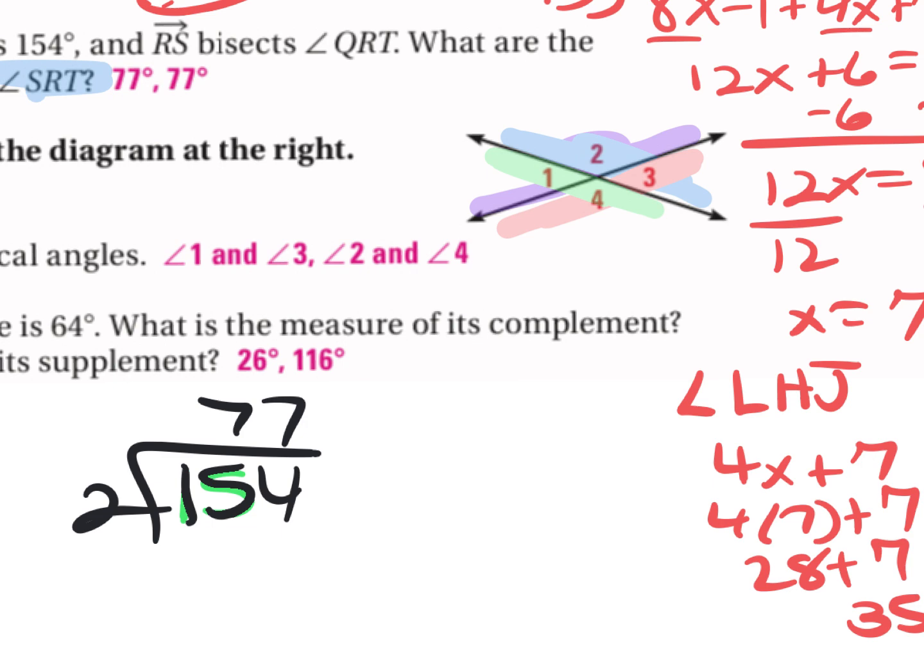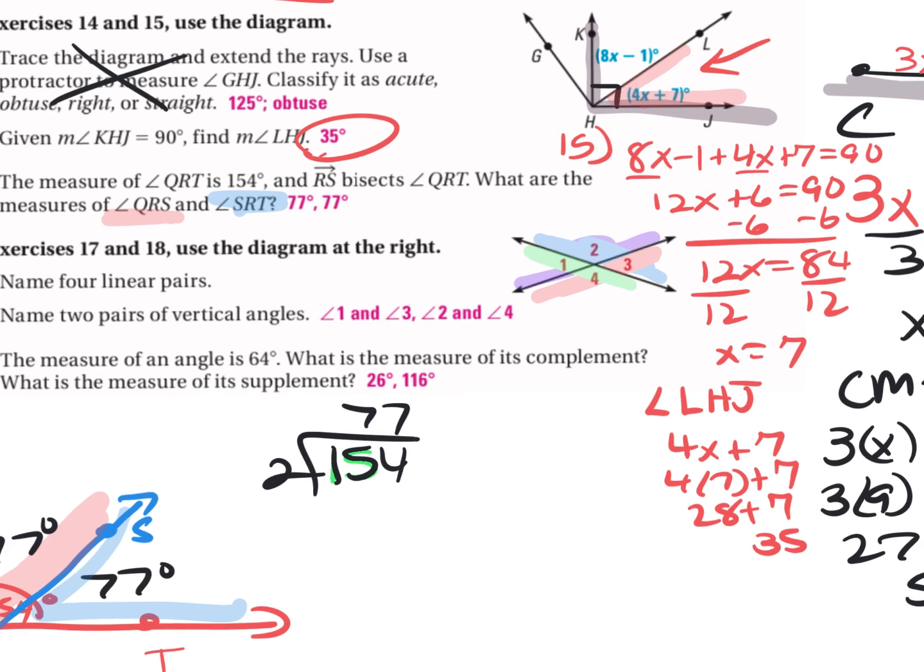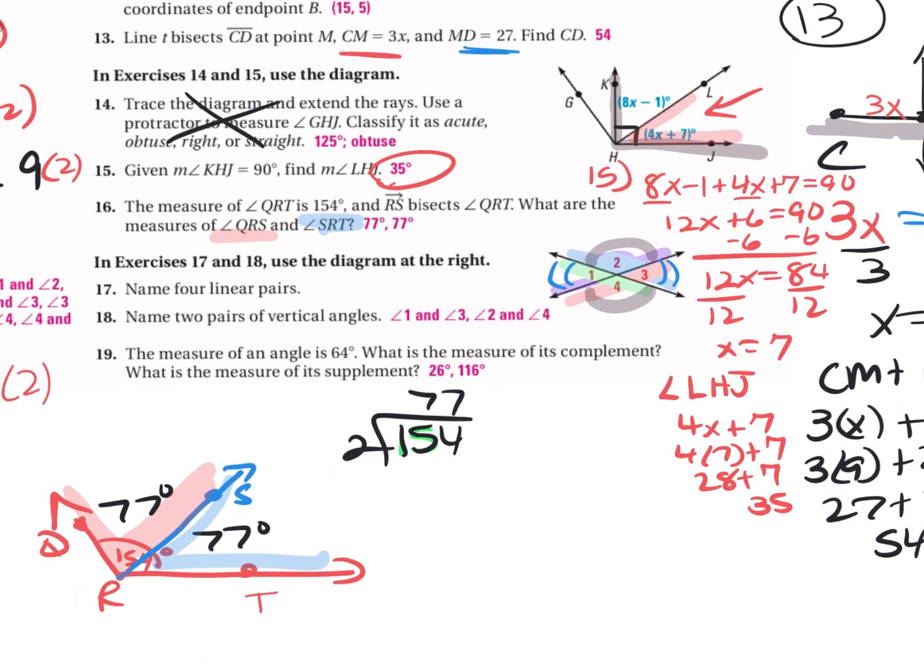The next one wants me to name the vertical angle pairs. So I have vertical angles here, 2 and 4 are vertical. And then I also have 1 and 3, which would be vertical. So those are the vertical angle pairs.